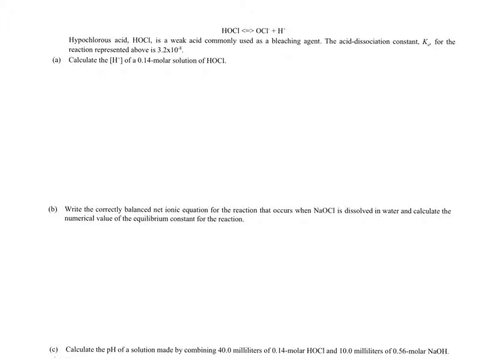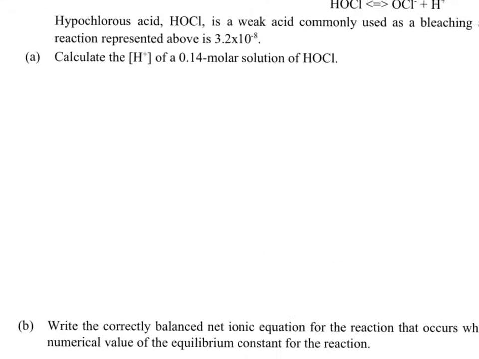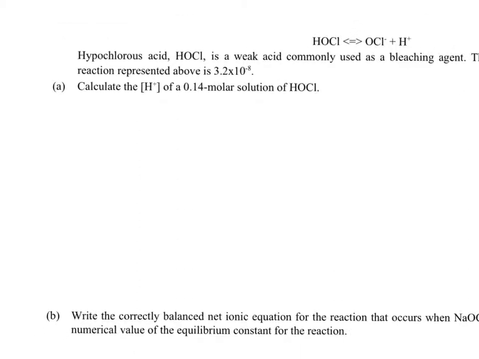So this first one comes from 1996. Let's calculate the H+ in a 0.14 molar solution of weak acid. So this is just a basic equilibrium problem. You write out the formula: HOCl splits up into OCl- plus H+.